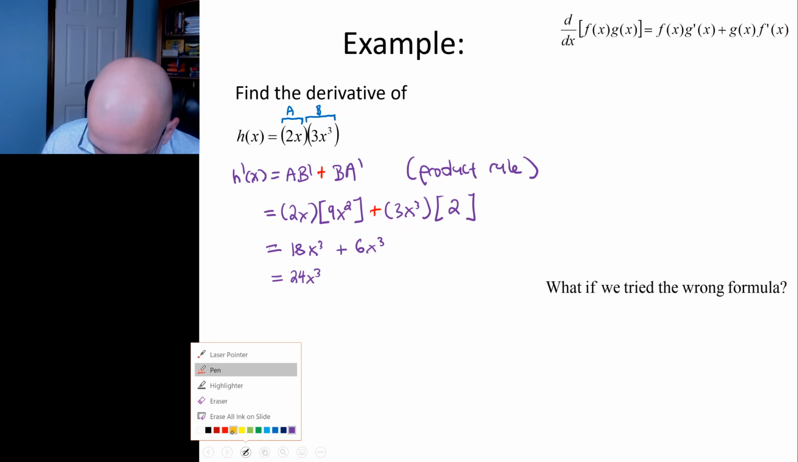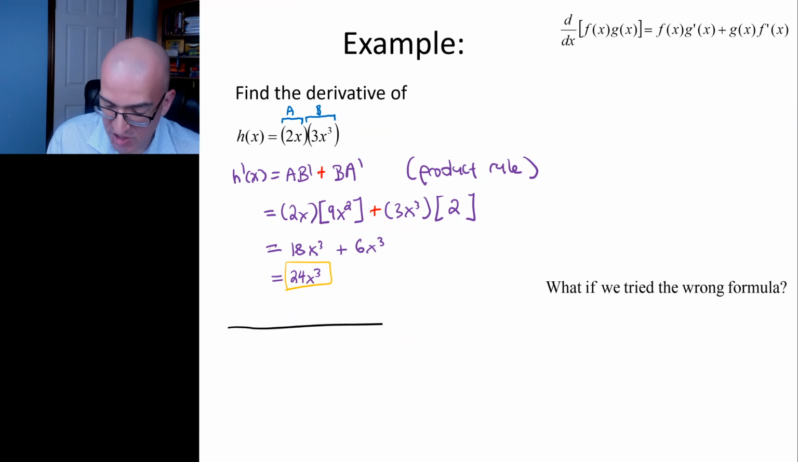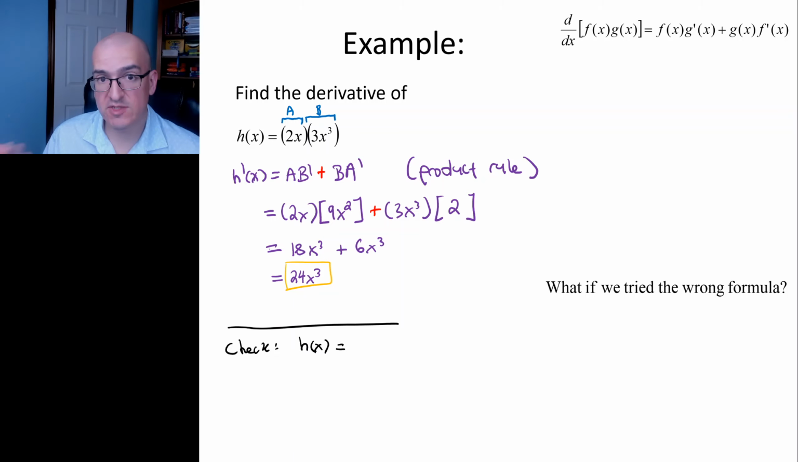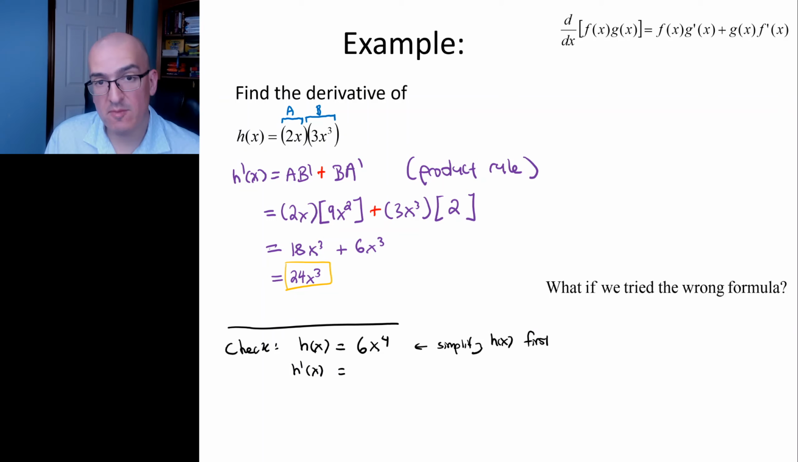I mentioned at the beginning that we have a much better way to do this. We can check our answer by using that better way. H of x is equal to, let's simplify it first, 2x times 3x to the power of 3, so 6x to the power of 4, and now take the derivative. So h prime of x is, the 4 comes down, multiplies by the 6, 24x to the power of 3.